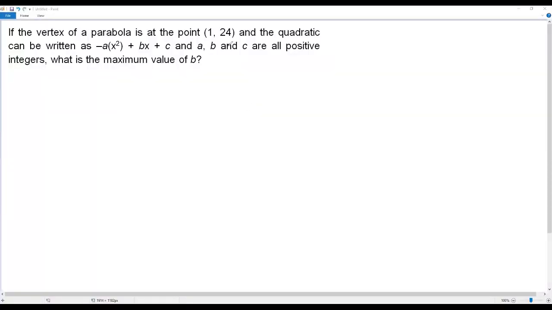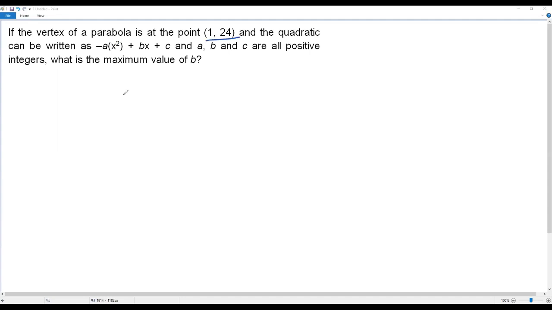Here we have an ICT math question. Okay, let's go through the information. If the vertex of a parabola is at the point (1, 24) and the quadratic can be written as negative a times x squared plus bx plus c, and a, b and c are all positive integers, what is the maximum value of b? Okay, here we have the vertex for the given parabola, that is (1, 24).